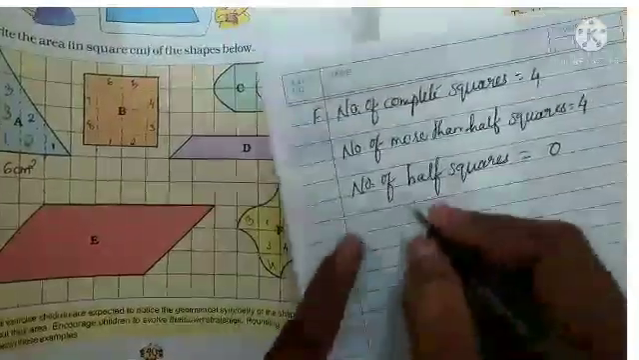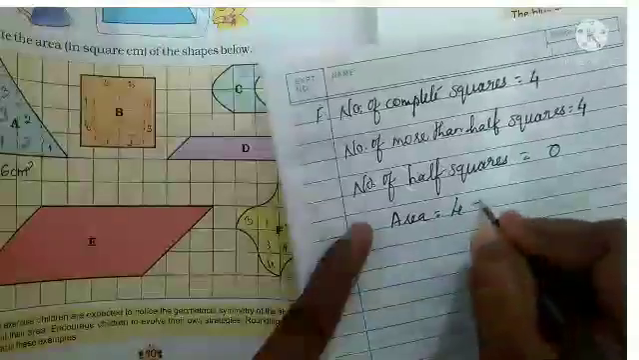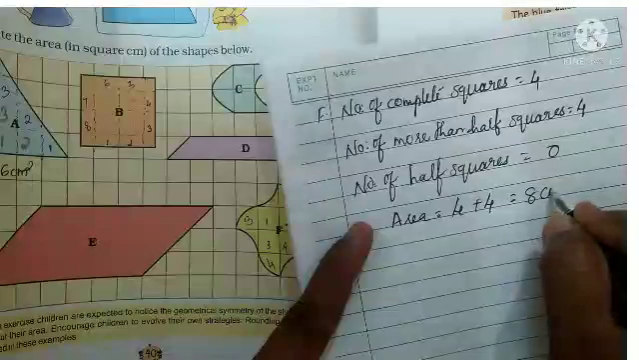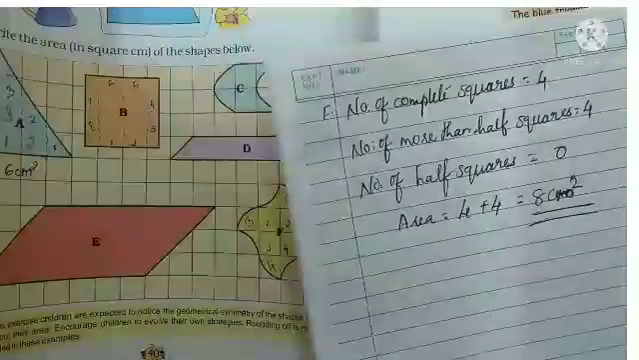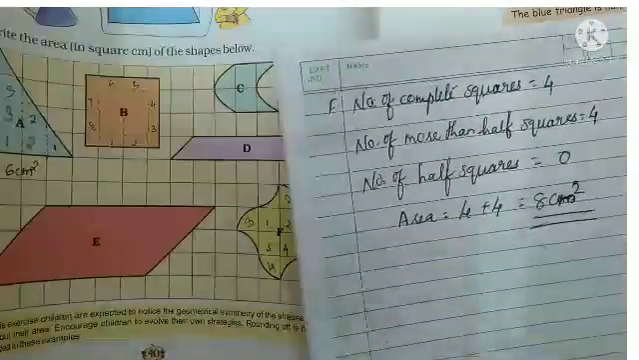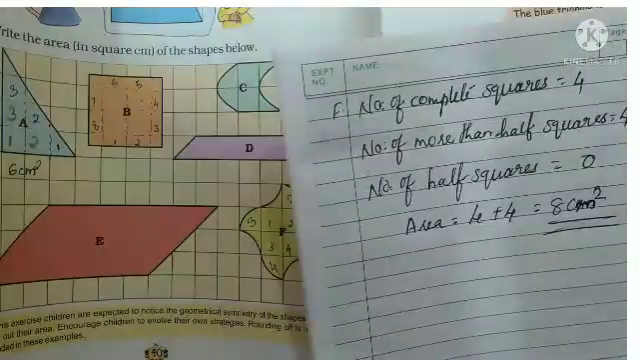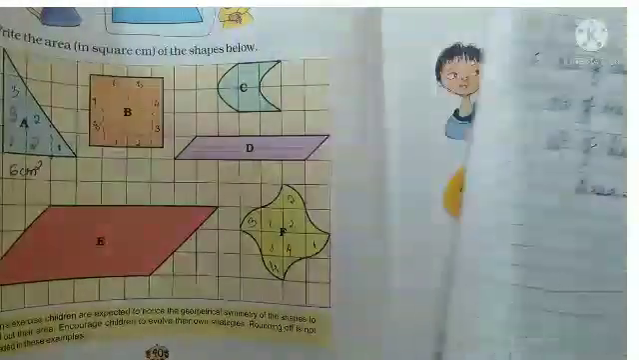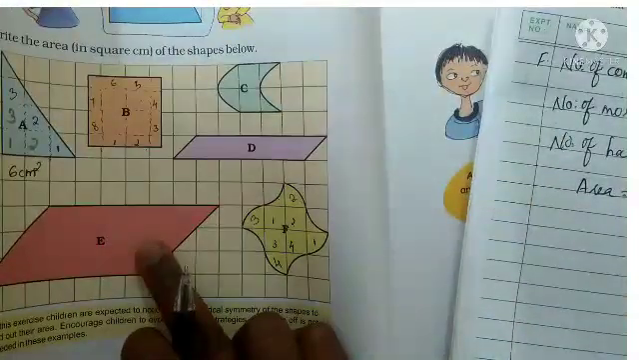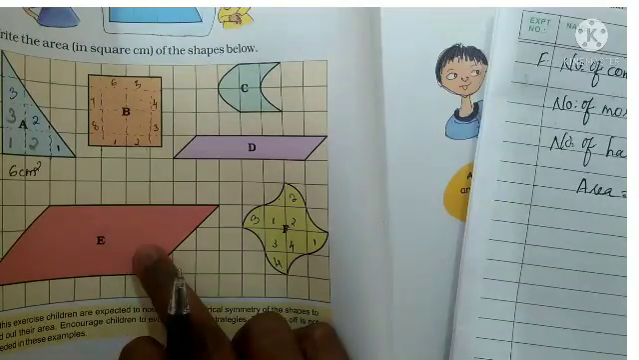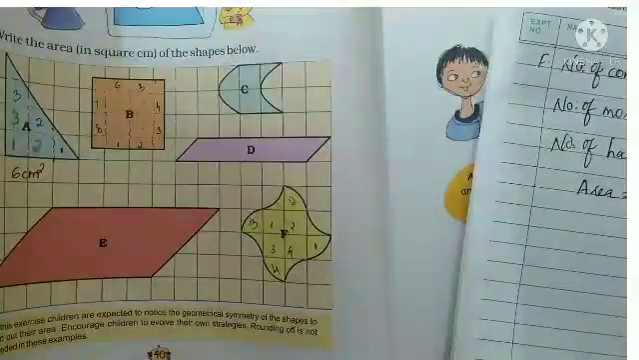Then how can we find out the area? Yes, the total of these two. Area is equal to 4 plus 4, that is 8 centimeter square. Understand? This is the way we have to find out this type of figures using unit square. And the remaining 3 questions, C, D, E, you have to find out. That is your homework. Then move to the next page of your textbook.